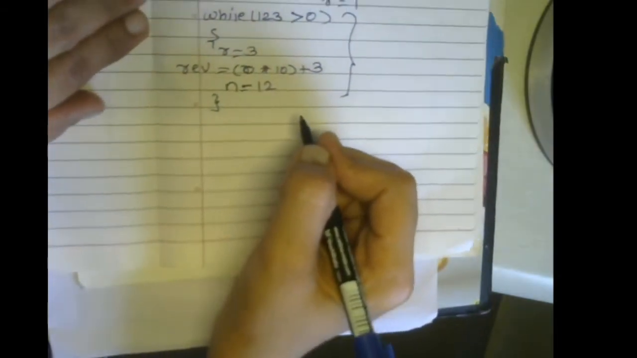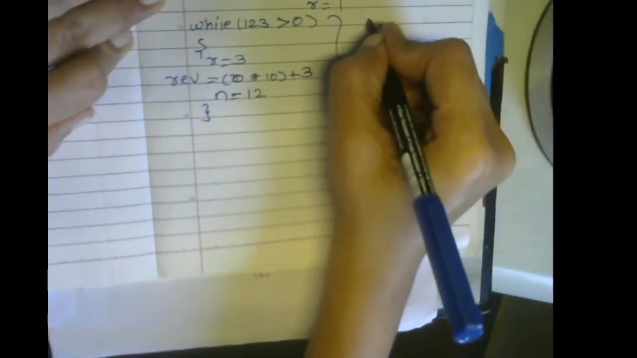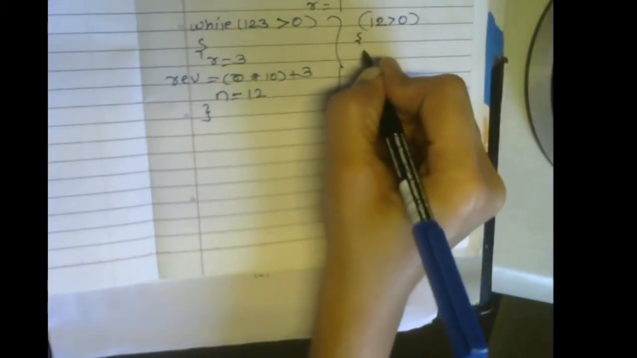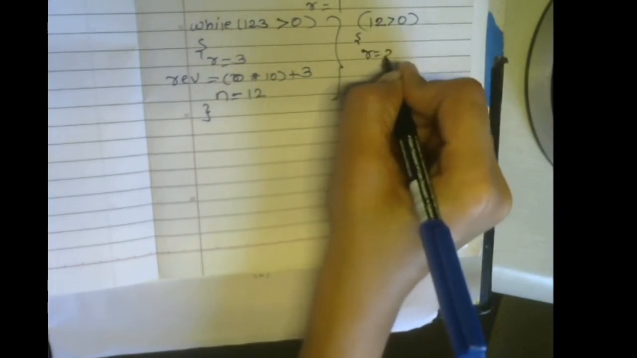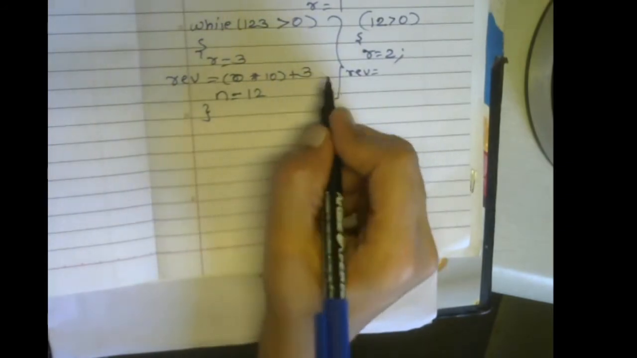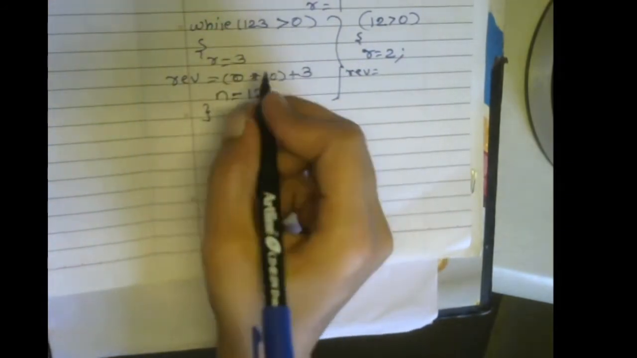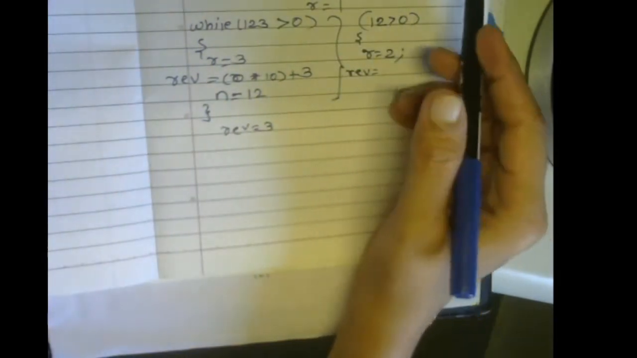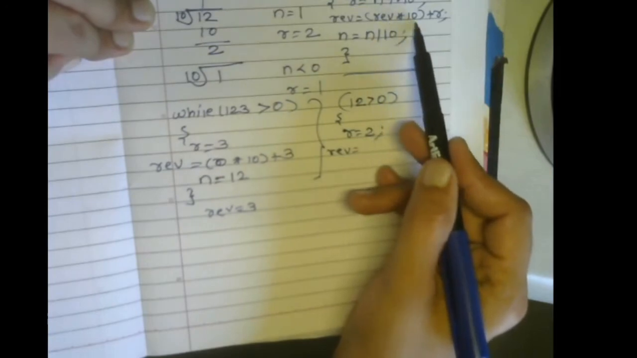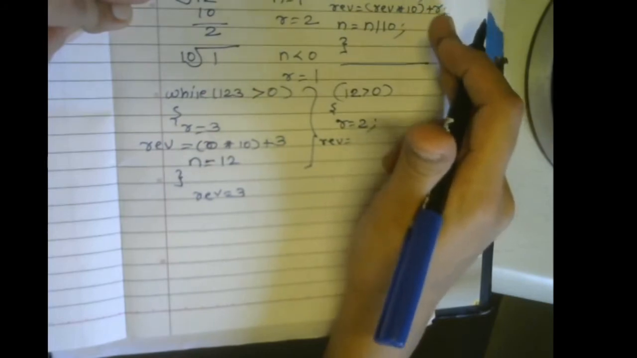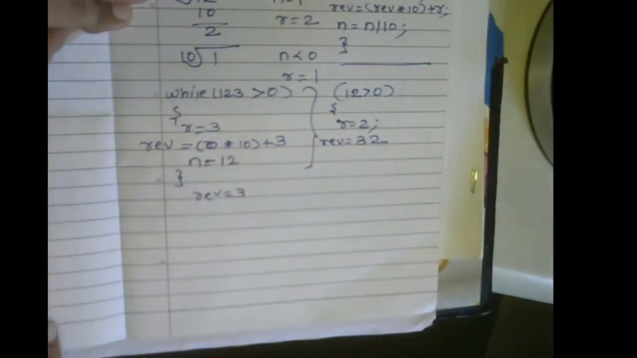Now in the second iteration, this 12 is greater than 0, so we again calculate r. Now r is 2, and then reverse equals reverse into 10 plus r. The recent reverse value is 3, so we consider 3 here. 3 into 10 is 30 plus r, 30 plus 2, so now reverse is equal to 32.